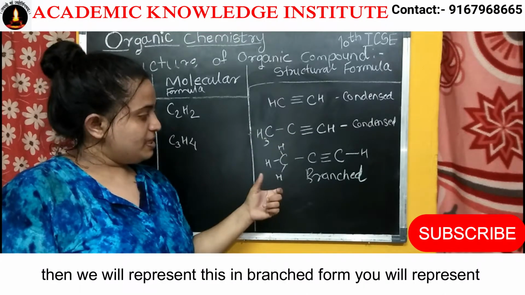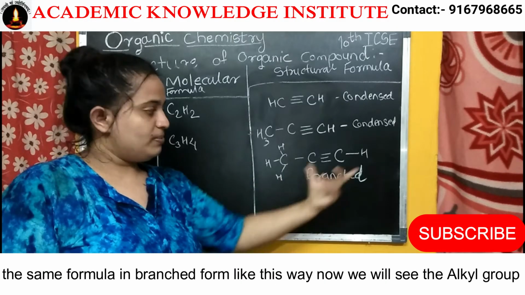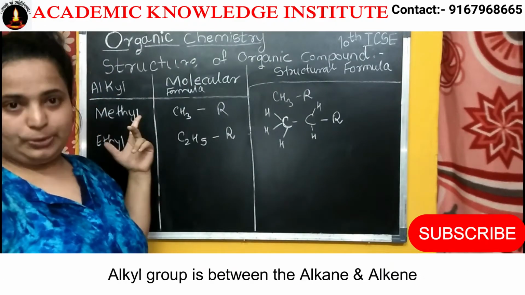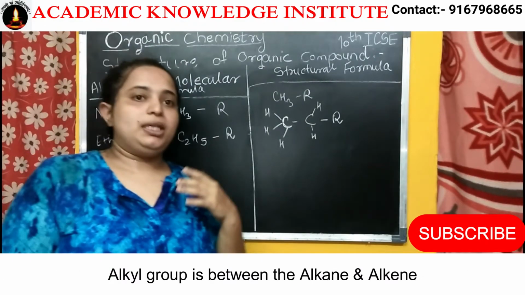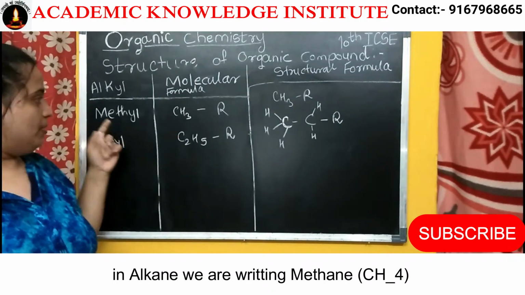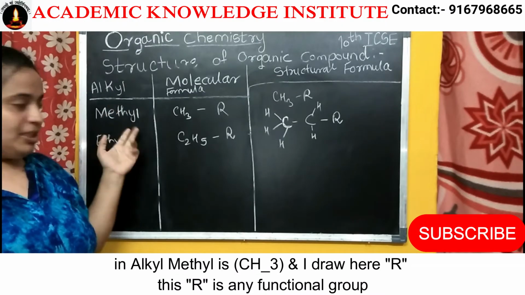Then we will represent this in a branch form. So you will represent this same formula in a branch form this way. Now we will see the alkyl group. The alkyl group is related to the alkane. When in an alkane we write methane, that methane is CH4; in alkyl, the methyl is CH3.